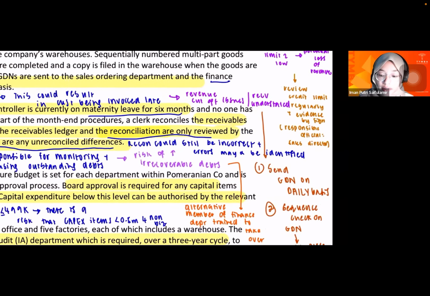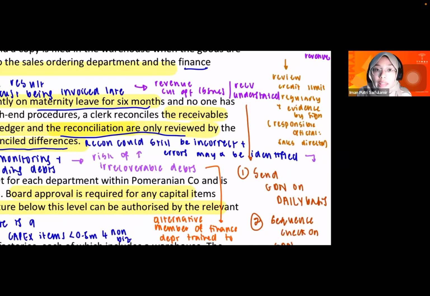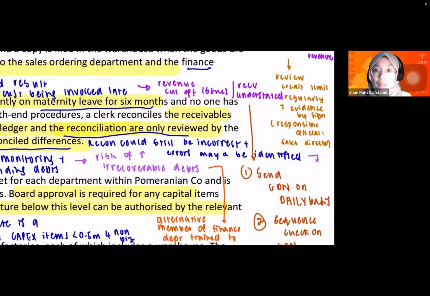And then another thing for the general implication is, if you just do the recon and then nobody is reviewing it, and there may be errors, what is the purpose of us doing this recon in the first place, right?